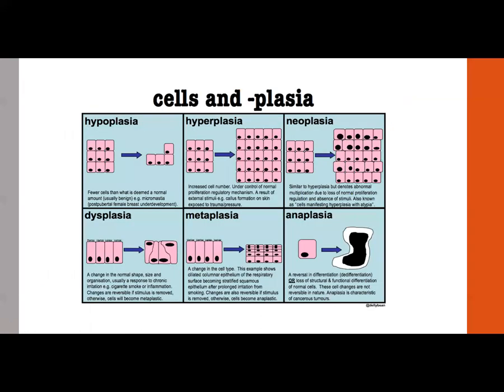A lot of these you'll see us talking about a lot more when it comes to oncology. I like this picture here because it shows a representation of the different cells that we had just talked about. So we've got hypoplasia, hyperplasia, neoplasia, dysplasia, metaplasia, anaplasia. It shows all these different disorders.